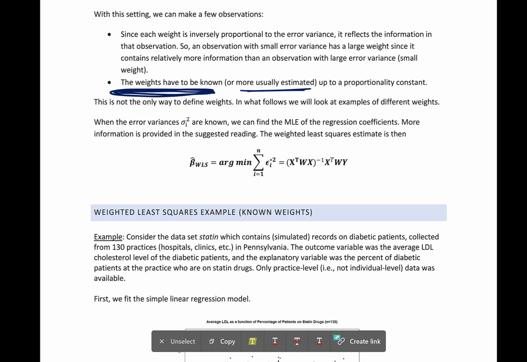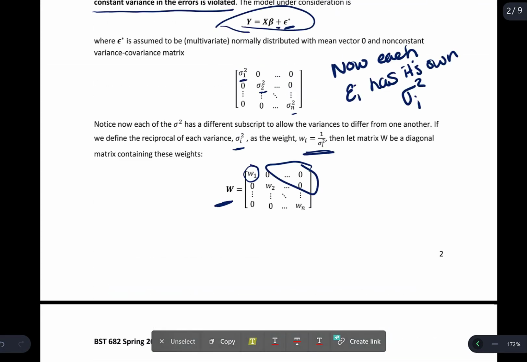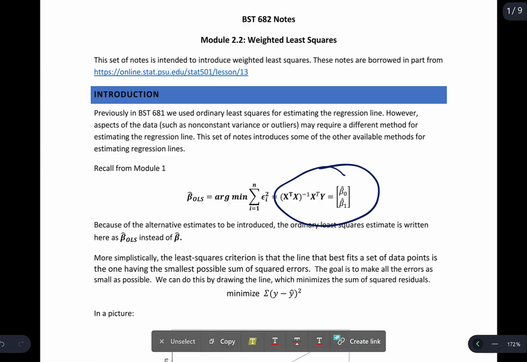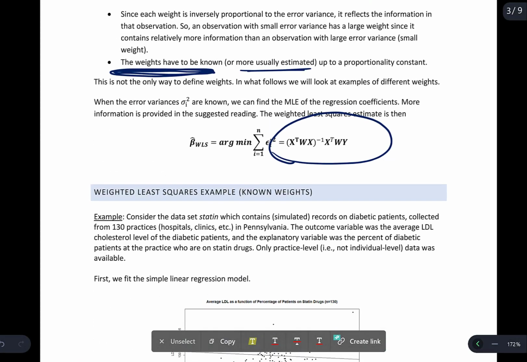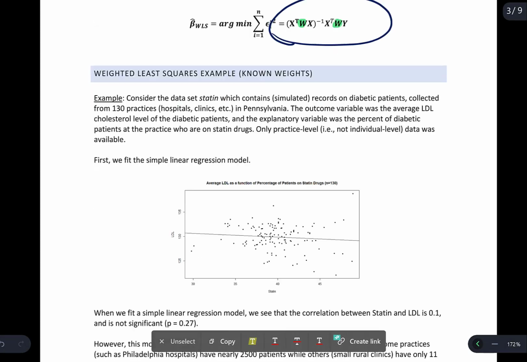So when we assume that we know those error variances, we could find the MLE of the regression coefficients just like before. In the reading that I have suggested for you, there's a little bit more information here, but what ends up happening is you see exactly what you saw up above for ordinary least squares. The only difference is that now those weights are included, and so you see those incorporated here and here.